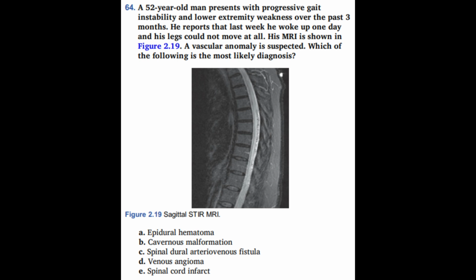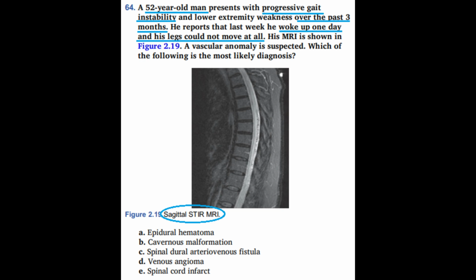We are told that we have a 52-year-old man with progressive gait instability for 3 months. He has gradual worsening weakness in both legs, and one morning he wakes up unable to move his legs. He has no history of trauma, no recent infection, and the progression has been insidious, but the last episode was sudden. His spine MRI shows an important clue. This is a STIR sequence.